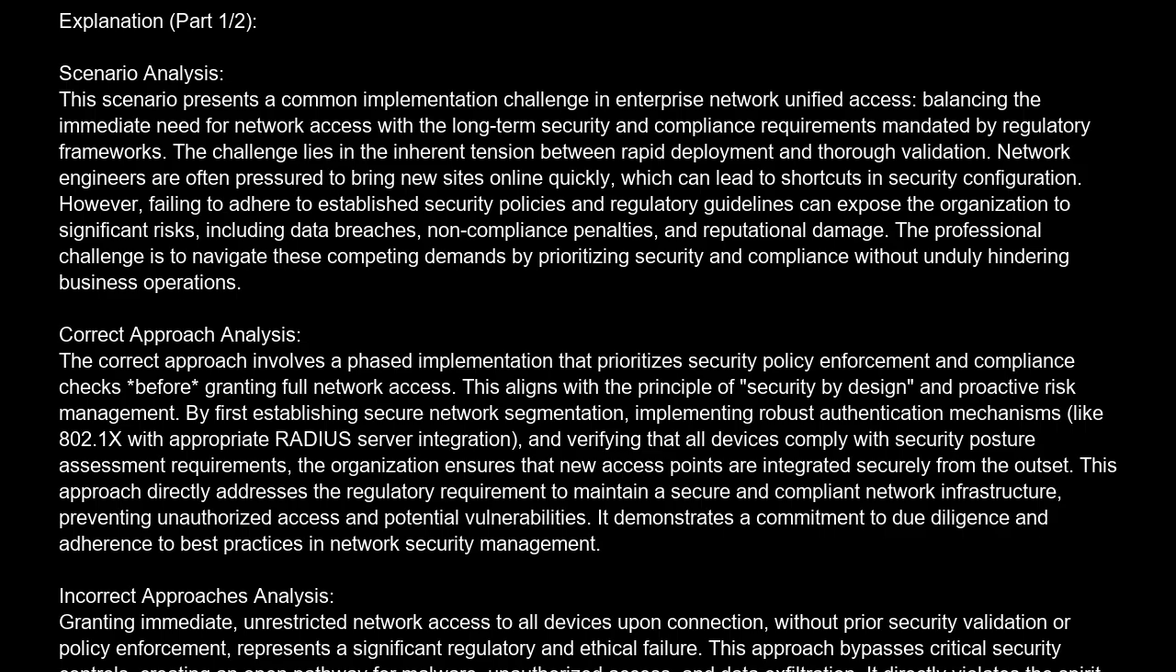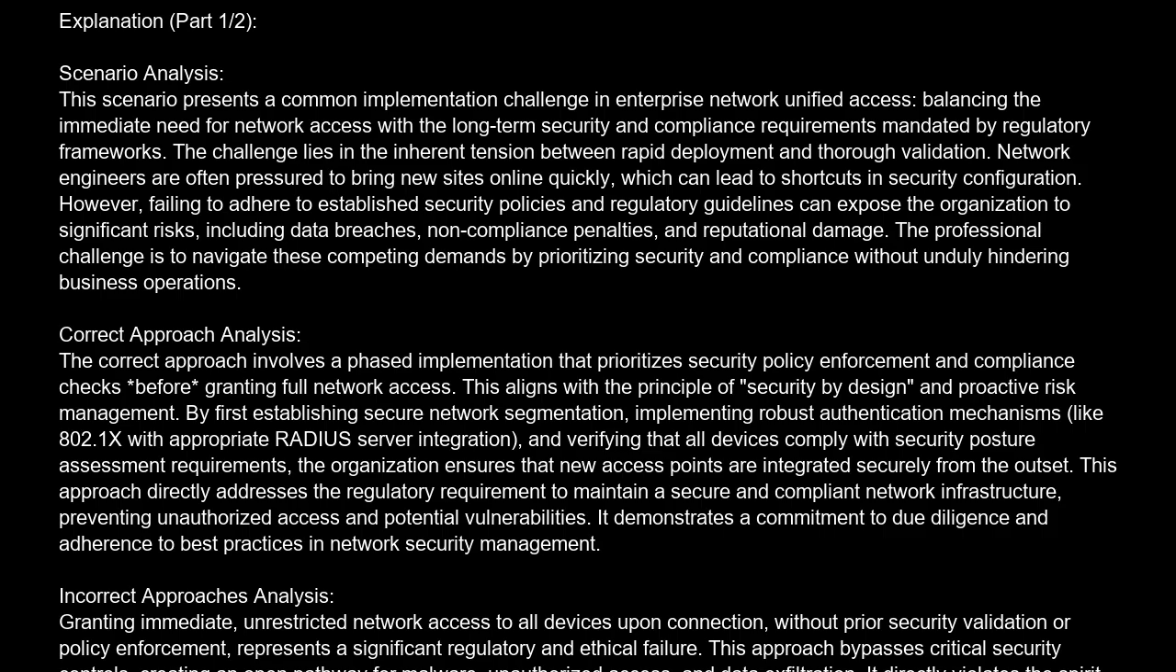This approach directly addresses the regulatory requirement to maintain a secure and compliant network infrastructure, preventing unauthorized access and potential vulnerabilities. It demonstrates a commitment to due diligence and adherence to best practices in network security management.